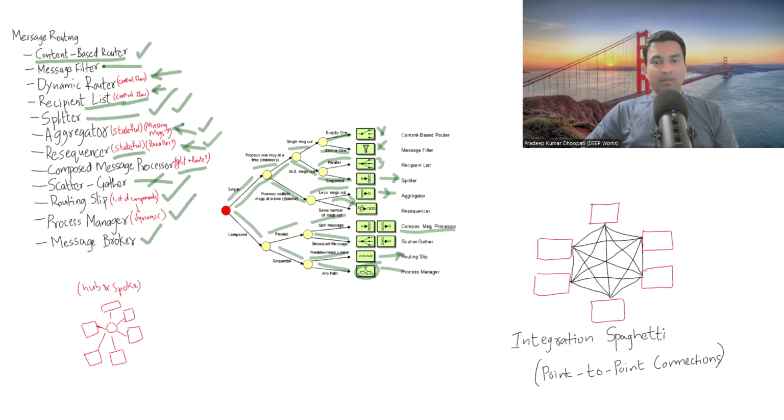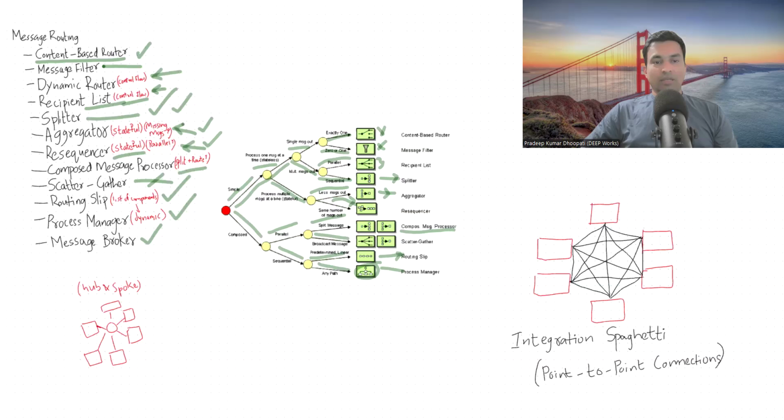And dynamic router is the same as a content-based router, but if we cannot decide at design time what content to examine in a message, then a dynamic router with some control component can be routed at runtime and send the messages to the downstream consumers.